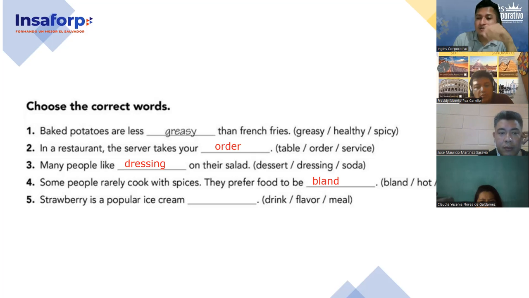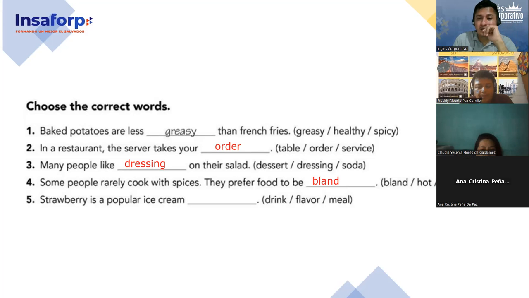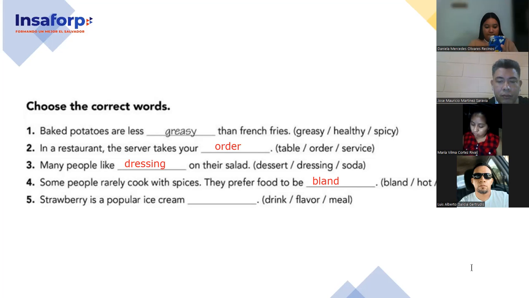Molido, right? Ajo molido, onion as well. Especias. Exactly. En español. Yeah, that is correct. So some people use a lot of them. Some people rarely cook with spice, to be blunt. Some of them love it and some of them don't love them a lot.